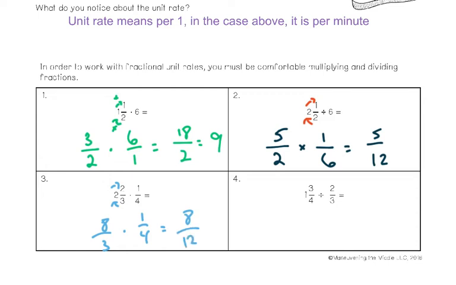And then you always simplify if you can. So you simplify by thinking what number goes into both of these. I know that 4 goes into both of them. I know that 4 goes into 8 2 times, and I know that 4 goes into 12 3 times. So 2/3 is your fully simplified answer.